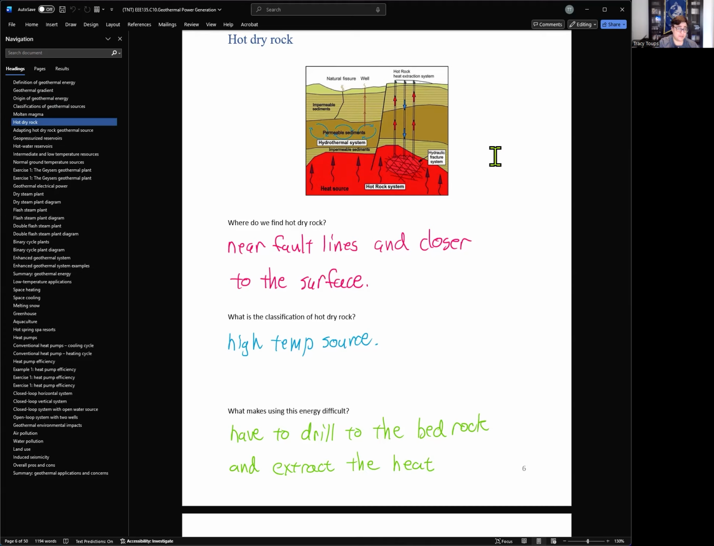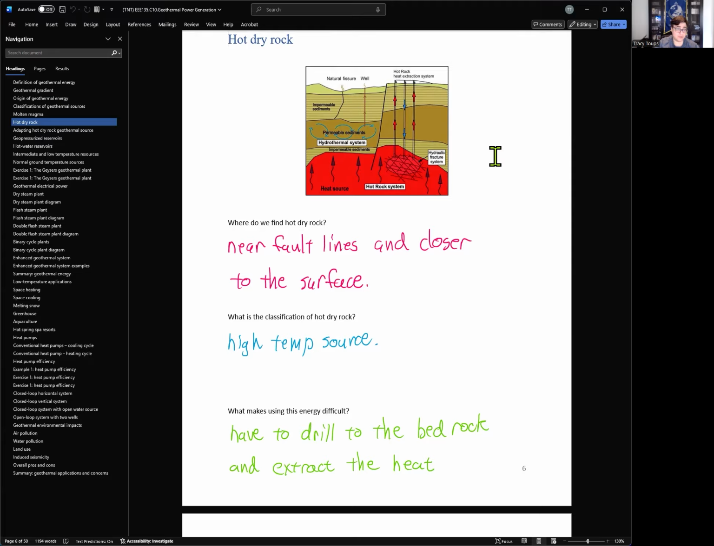Okay. What type of classification does it have? Hot dry rock is a high temperature source for sure. This stuff is well above 150 degrees Celsius. I'd probably say it's closer to 200, 300 degrees Celsius, right? It's not that hot because the rock is still solid. It hasn't melted into magma yet, so it's definitely not at the 1,000 degree Celsius level. Okay, what makes using this energy difficult?